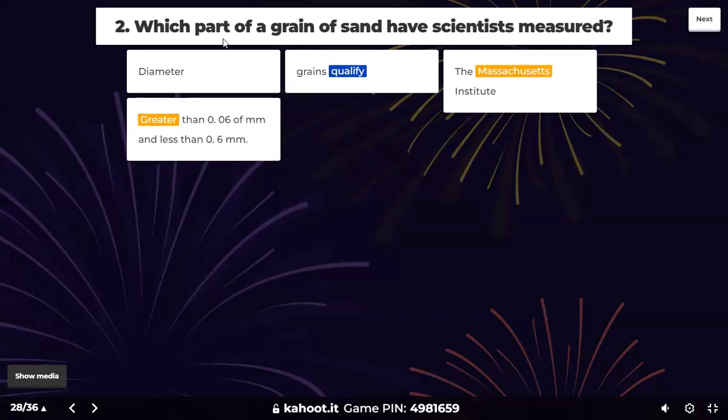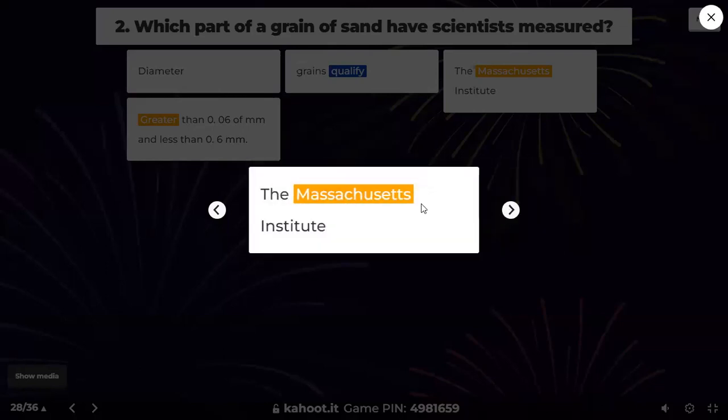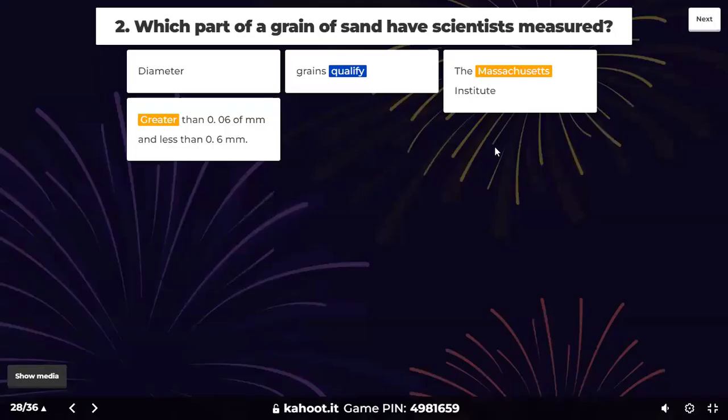Now, what are we looking for? We are looking for a part of a grain of sand that scientists have measured. Did they measure the Massachusetts? It is the diameter. This is what they have chosen, this is what they have measured. It is the diameter, okay? Not grains qualifies, a verb. And the Massachusetts, this is an institute. And greater than is a comparative.